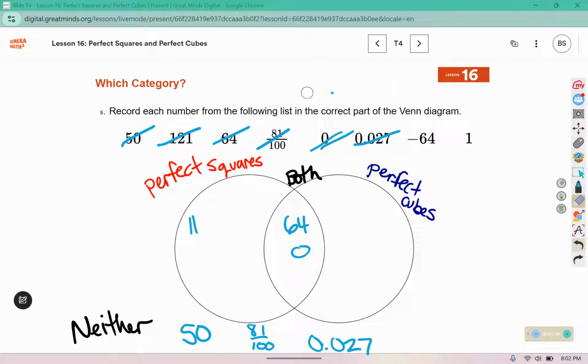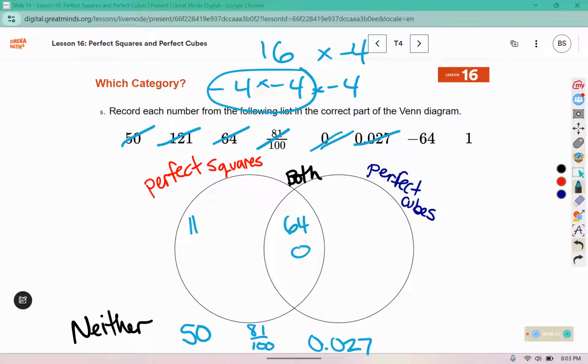But we did also say it was a perfect cube. 64 was a perfect cube. Let's see if -4 times -4 times -4. This would make +16, and +16 times -4 would be -64. So that is a perfect cube, but not a perfect square. 1 times 1 is 1, so it's a perfect square. 1 times 1 times 1 is 1, so that is a perfect cube.